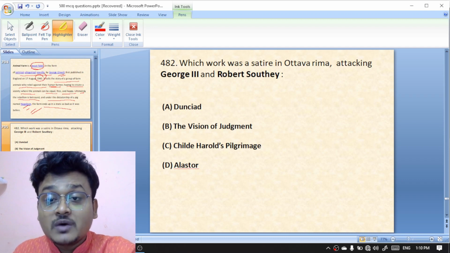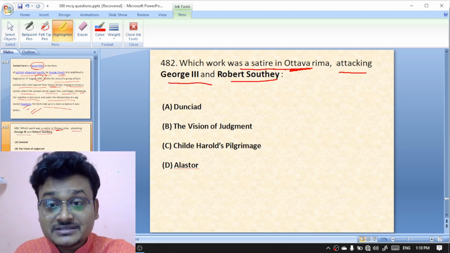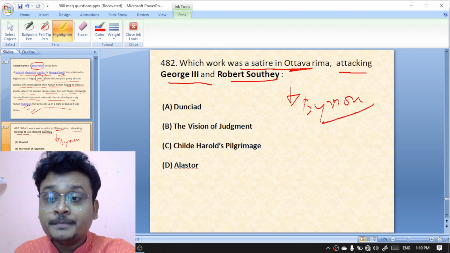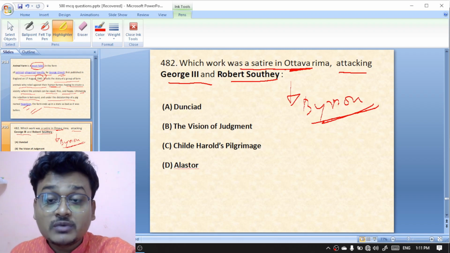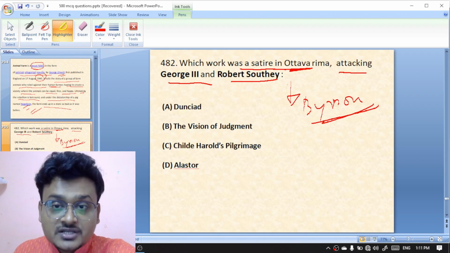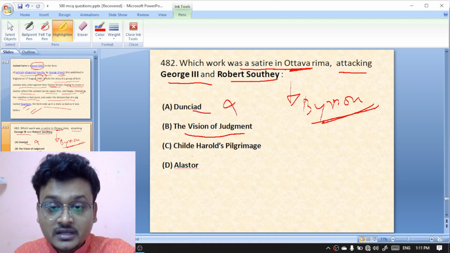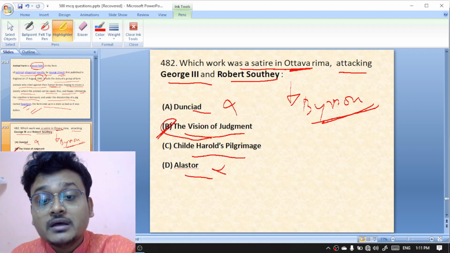Which work was a kind of satire in Ottava Rima, attacking George III and Robert Southey? I am giving a hint here that it was written by Byron. It was a kind of parody on A Vision of Judgment, where Robert Southey was glorifying George III. That's why Byron has written this work, attacking George III and Robert Southey. Here: The Dunciad, The Vision of Judgment, Childe Harold's Pilgrimage, Ariosto. The right option is The Vision of Judgment.